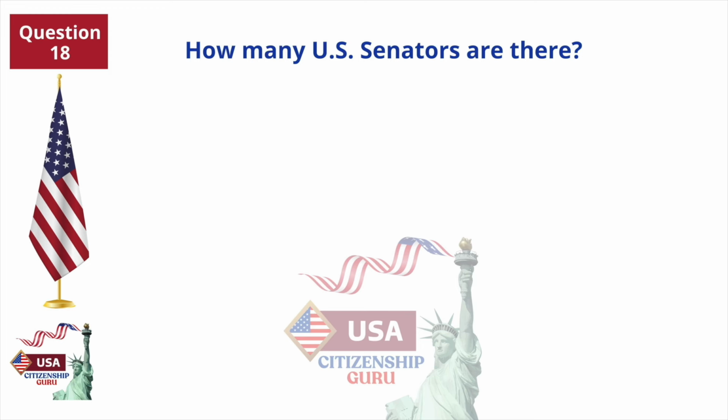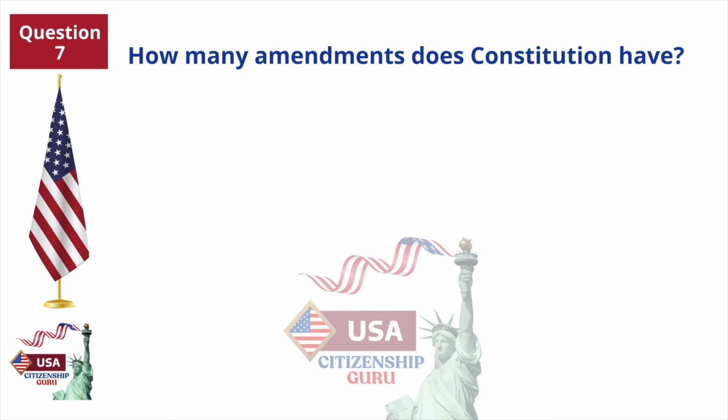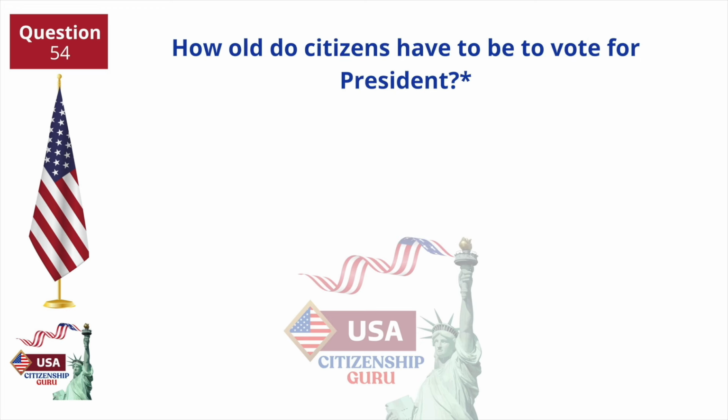How many U.S. senators are there? 100. We elect a president for how many years? 4. How many amendments does the Constitution have? 27. How old do citizens have to be to vote for president? 18 and older.